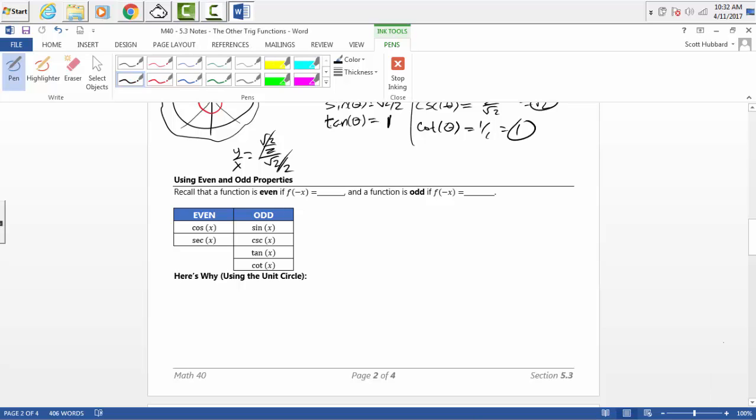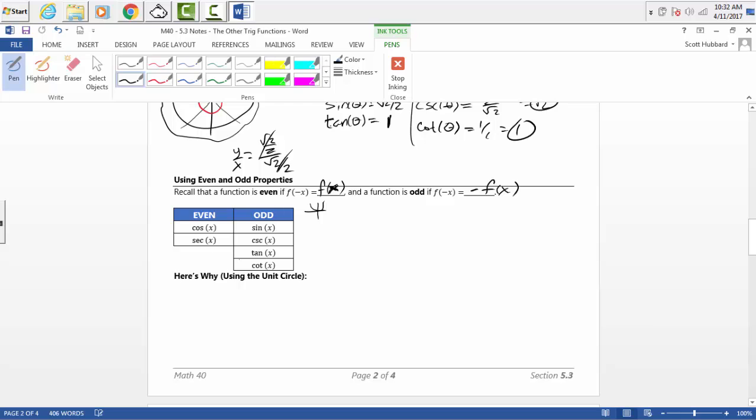Weird transition here. We talked about this a little bit at the beginning of this semester. The function is even if you plug in negative x and you just get f of x. So negatives don't make a difference. And remember that what that looked like is symmetrical across the y-axis. And odd is if you plug in negative x and you get negative f of x.